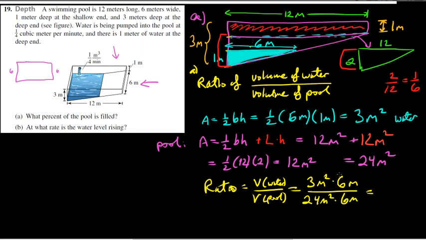And you can see, that's why I said the volume doesn't matter. You can just find the area because the 6's cancel. And then, of course, 3 over 24 is 1 over 8. So that's the ratio, right? 1/8 of the pool is filled. The pool is filled with water.